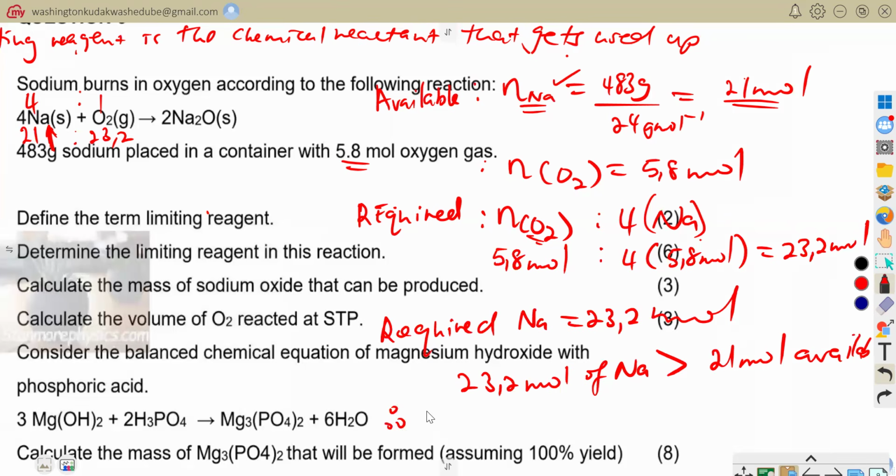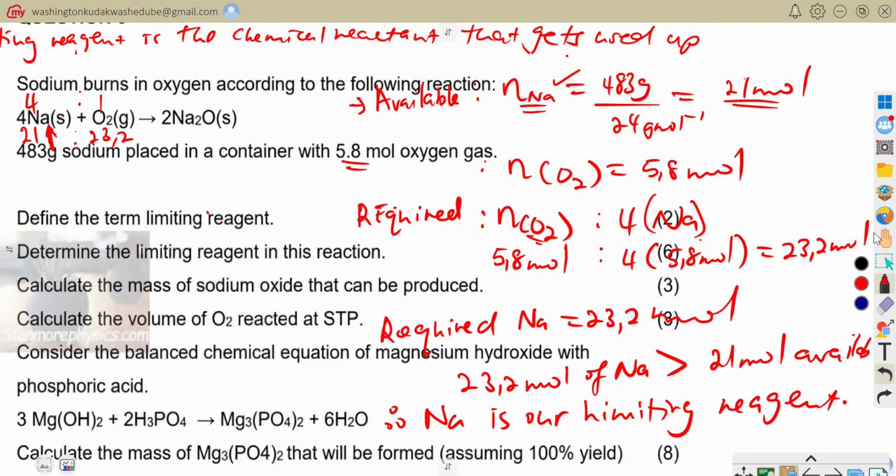Therefore, sodium is our limiting reagent because it's not enough for oxygen. We only have got a lesser number of moles there. So that is how you would have answered that question.